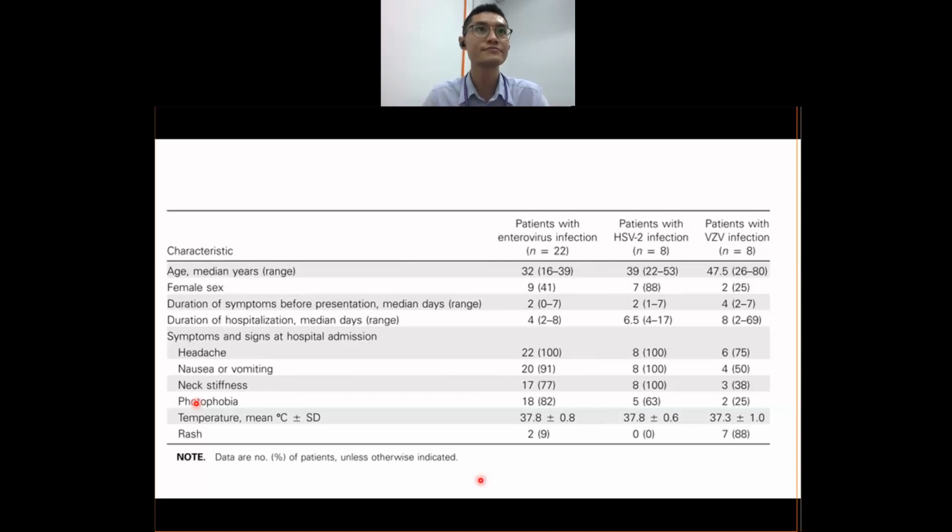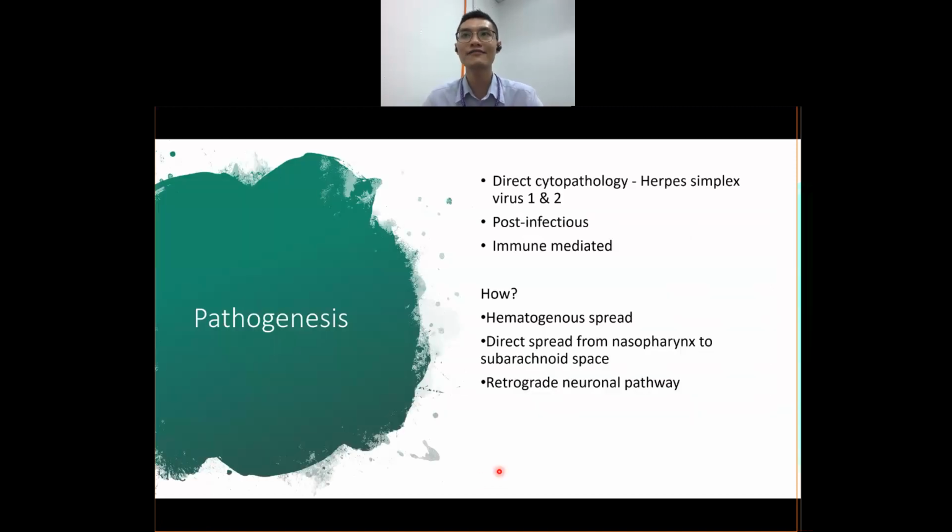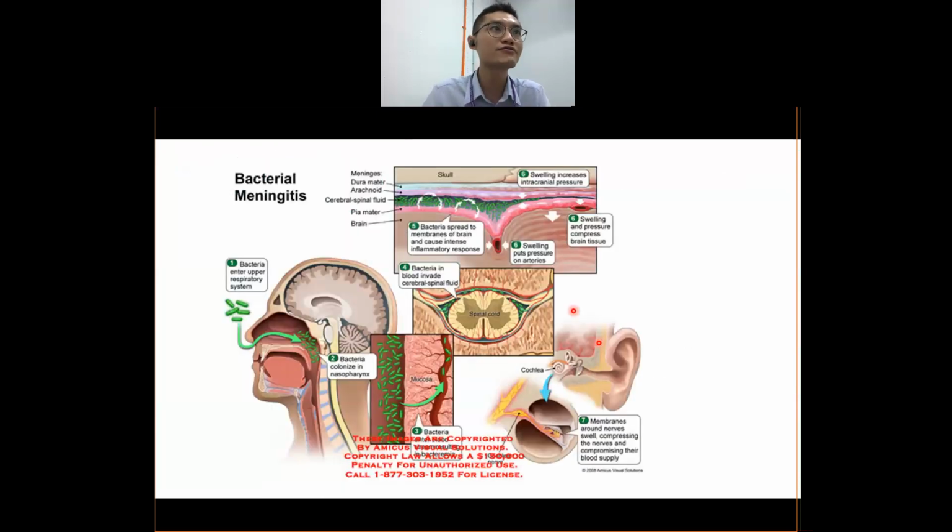So how do meningitis and encephalitis happen? It can happen through hematogenous spread, or through direct spread from the nasopharynx to the subarachnoid space, or from the ear canal to the brain. Some of these viruses that we have discussed just now actually travel in a retrograde fashion along the neurons.